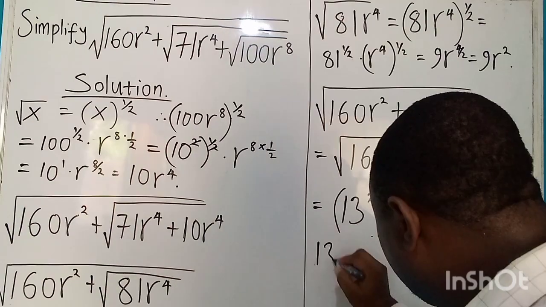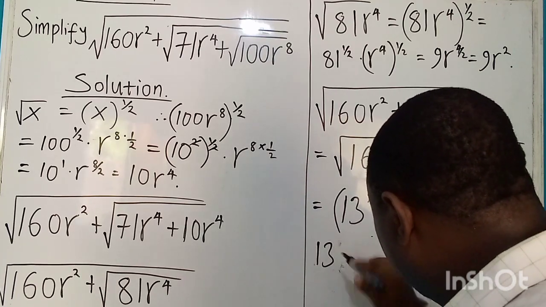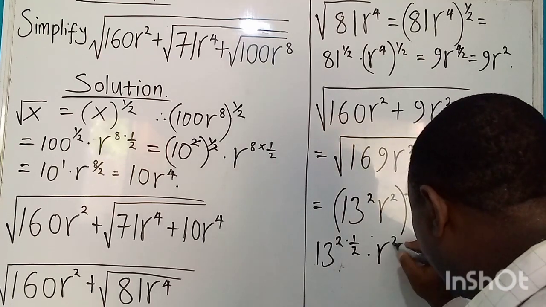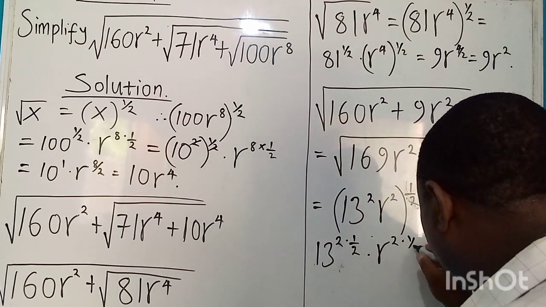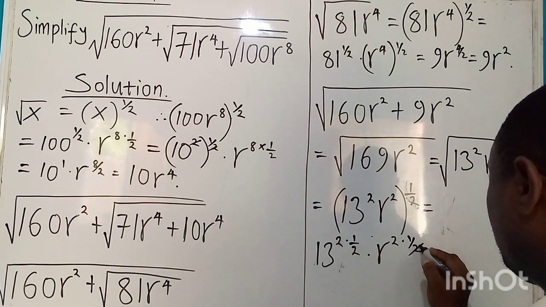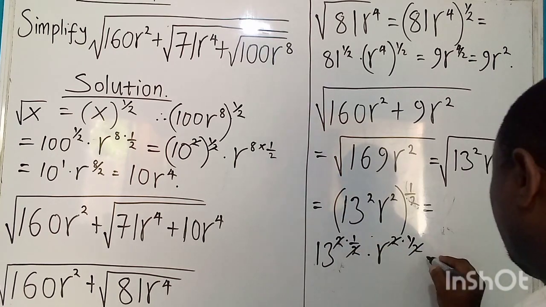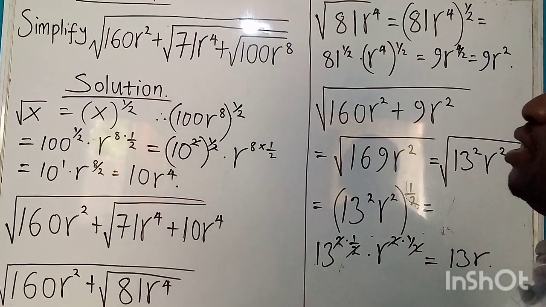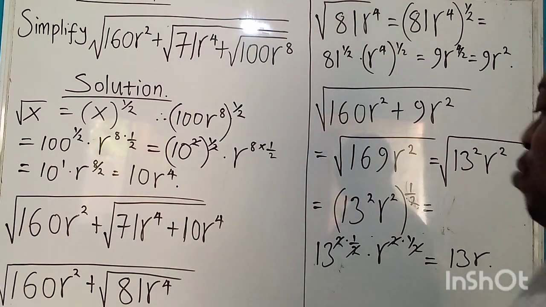squared times half multiplied by x squared times half. Sorry, 2 we cancel 2, 2 we cancel 2. Therefore, I have what, 13 x. That is the answer. And that is what it means to simplify.